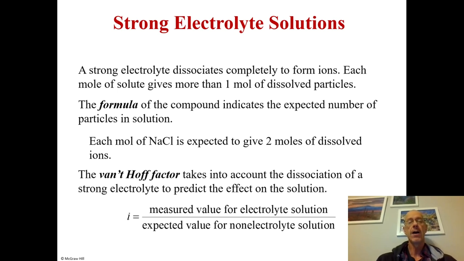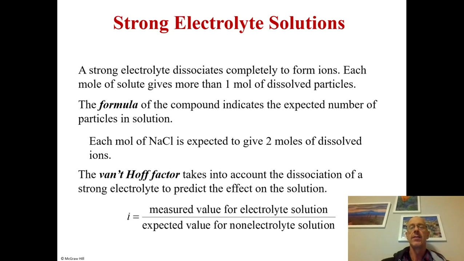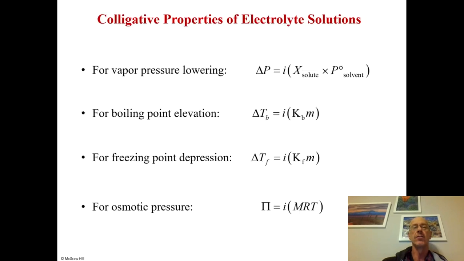There's something called the van't Hoff factor, that is i, which is the ratio of the measured value for the solution divided by the expected value, which is generally going to be a value less than the ideal. This takes account of the dissociation of the strong electrolyte, and this is really measuring something called the activity of the solution. So the vapor pressure lowering, which we think of as chi solute times P0 solvent, needs to be multiplied by little i to show us the decrease relative to what we predict.